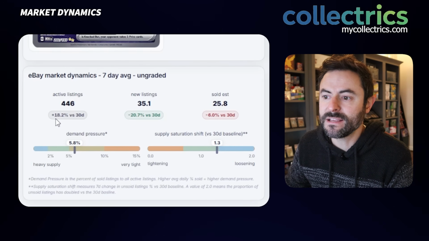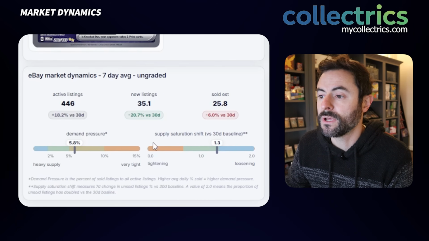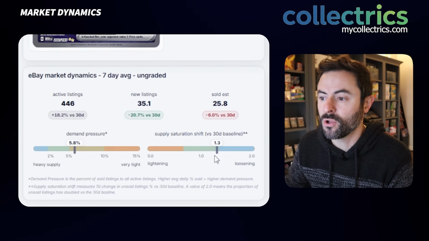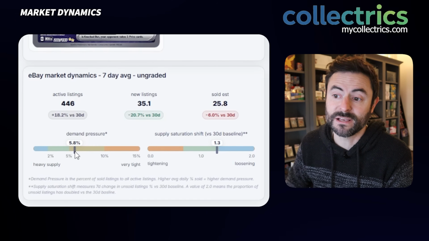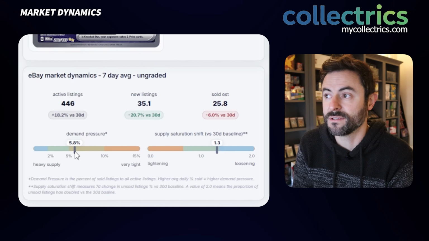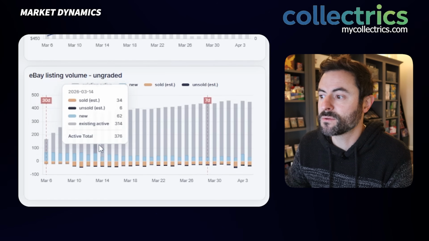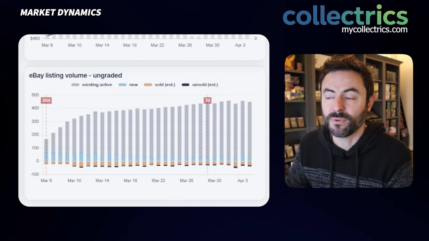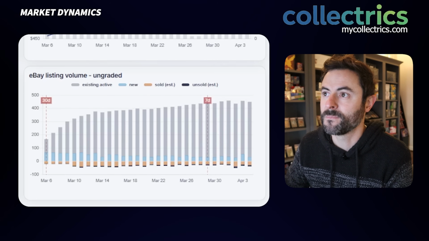So we have an active listings 18% increase, and we have seen a decrease in both sold, and new listings have really dropped off. So we're not seeing as much loosening, but still loosening on the overall supply saturation. Our demand pressure is actually even lower for this card than the Charmander. As I said, that Charmander, as an illustration rare, has a crazy amount of demand pressure for that rarity tier. And again, it shouldn't be any surprise to anyone when you see the supply accumulate, it's clear as day. Supply accumulation, watch out, there's price degradation. That's really how that works.